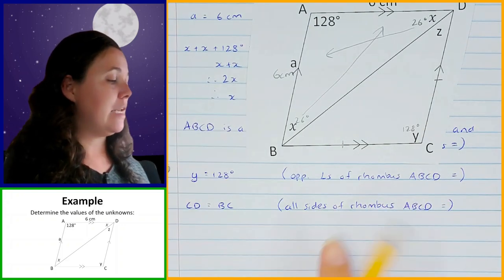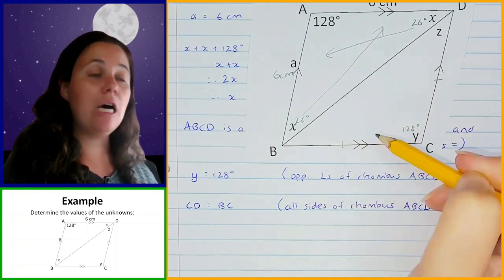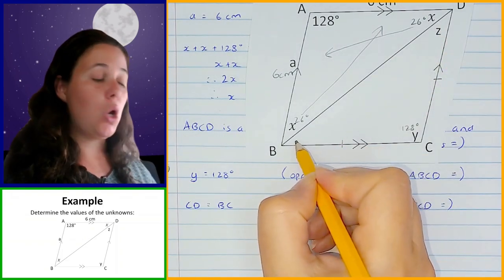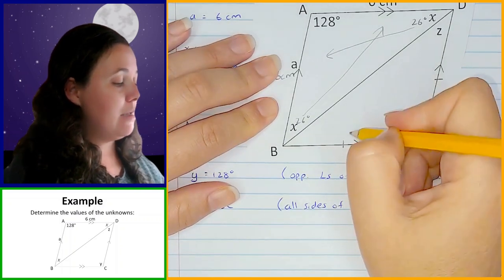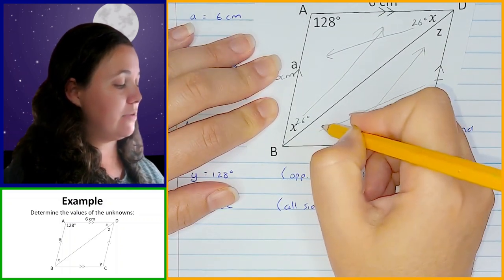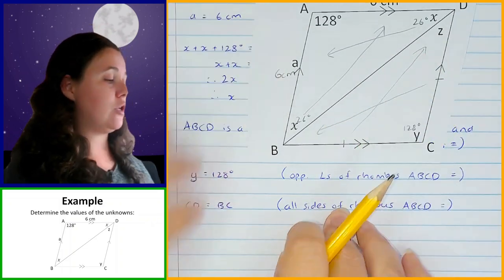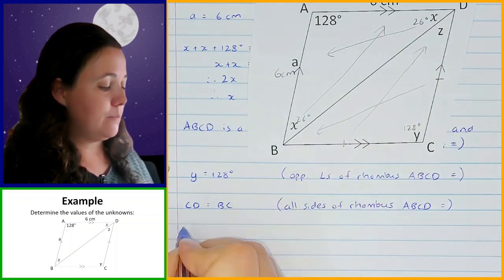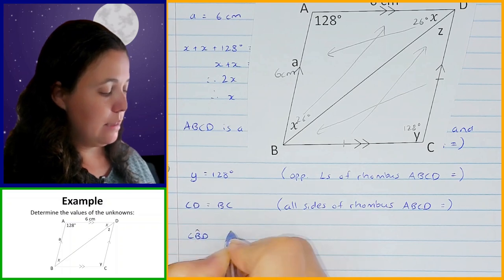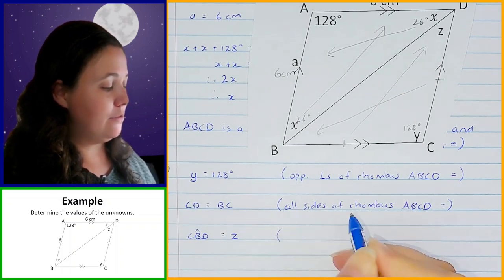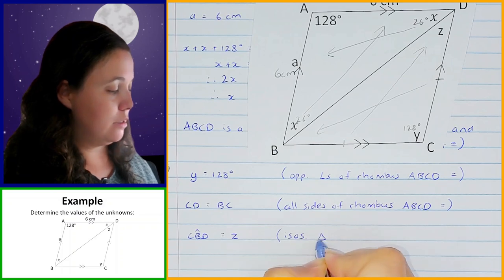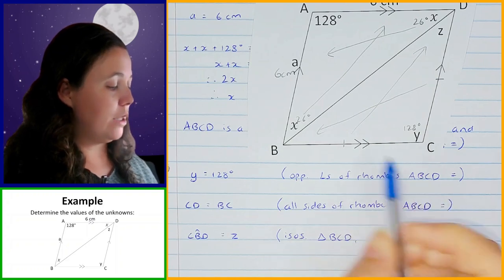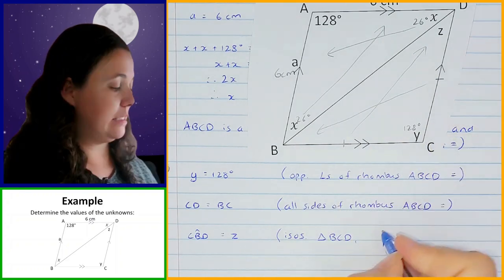Now, because those are equal, I can now say that this is an isosceles triangle, which means that this angle over here will also be z, because it is opposite my equal sides. These are my equal sides over here. The angles opposite them will be equal. So if this one is z, that will also be z. So now I can say that angle CBD equals z, and my reason for that is because it's an isosceles triangle BCD, with BC equal to CD.